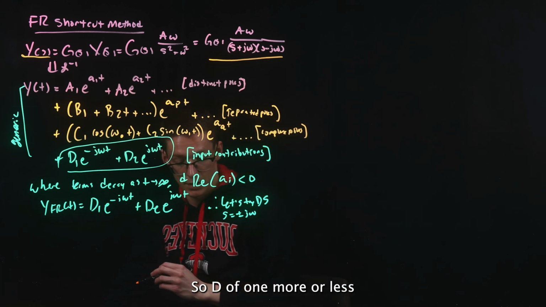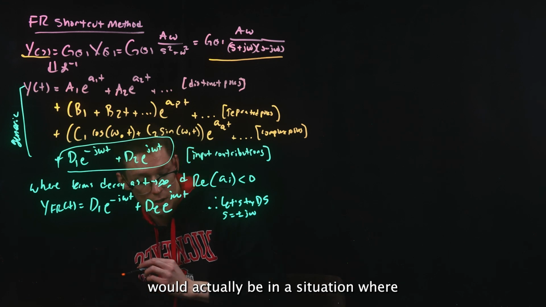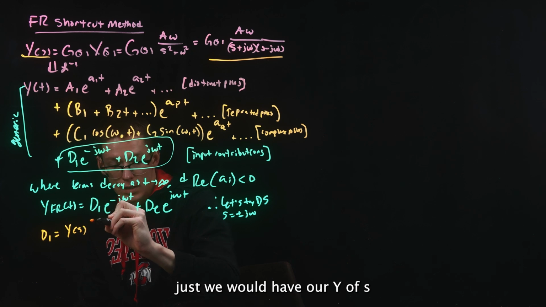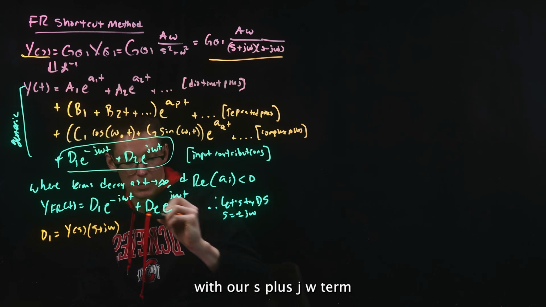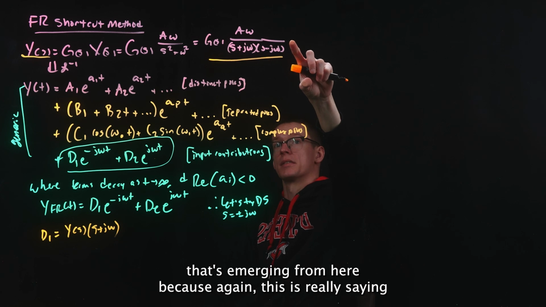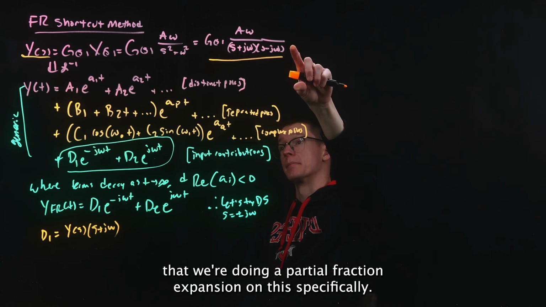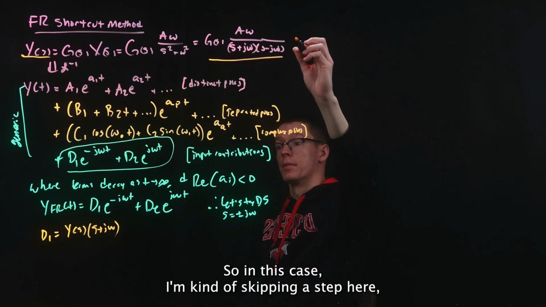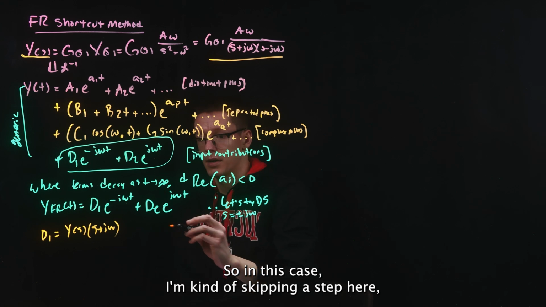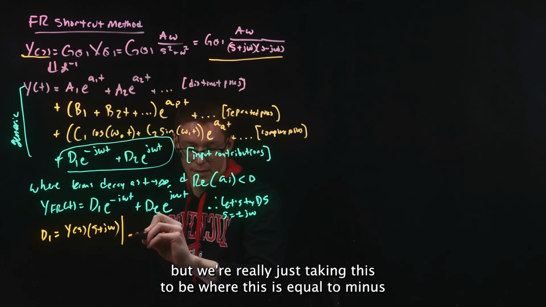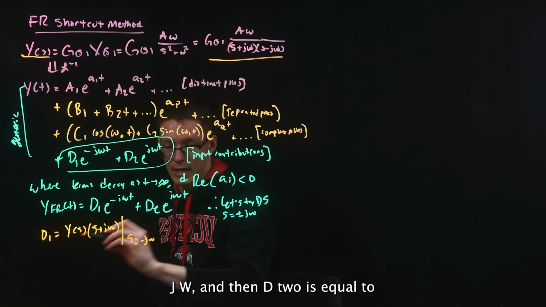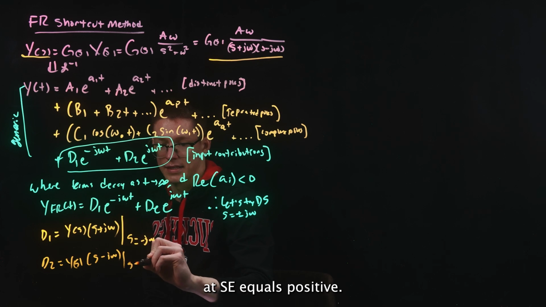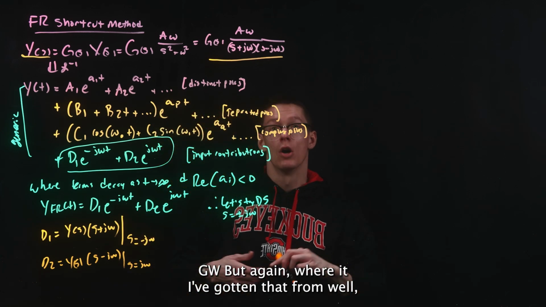So d of 1, more or less, would actually be in a situation where we would have our y of s with our s plus jw term that's emerging from here, because again, this is really saying that we're doing a partial fraction expansion on this specifically. And so the partial fraction expansion would assume that we're going to multiply everything by that. So in this case, I'm kind of skipping a step here, but we're really just taking this to be where this is equal to minus jw, and then d2 is equal to y of s times s minus jw at s equals positive jw. But again, where would I have gotten that from?